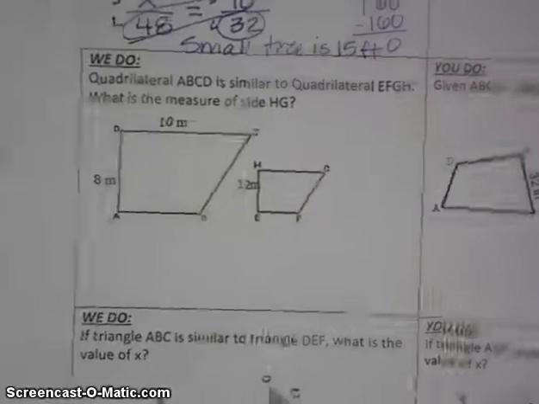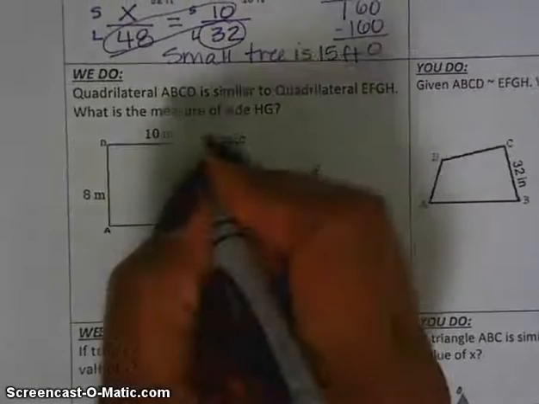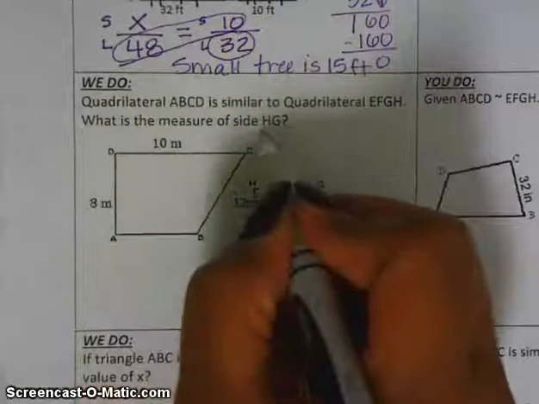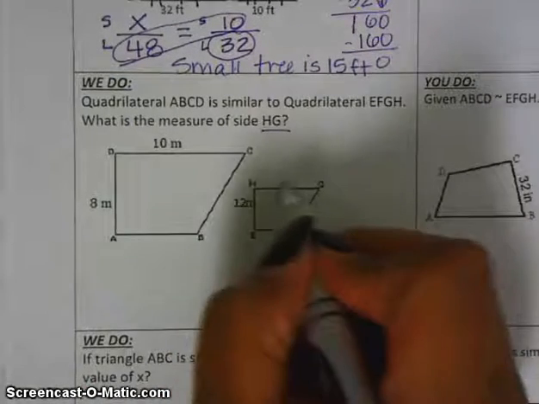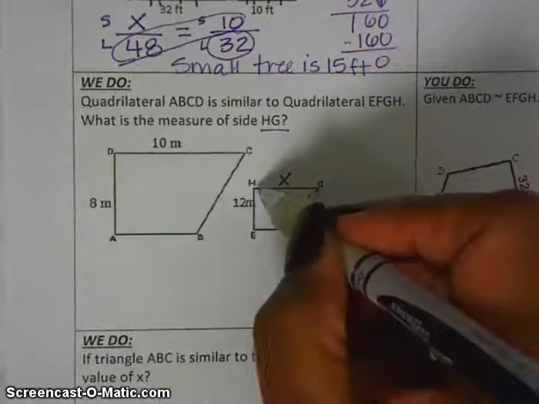Now we're looking at the we do of the quadrilaterals. It says quadrilateral ABCD is similar to quadrilateral EFGH. What is the measure of HG? Here is HG right here. There's my x. I'm going to start here when I mark up my quadrilaterals.